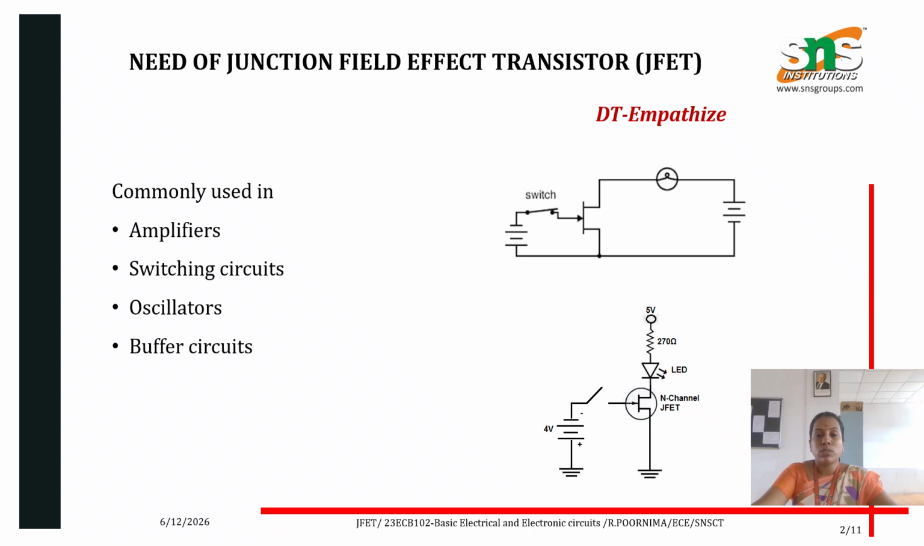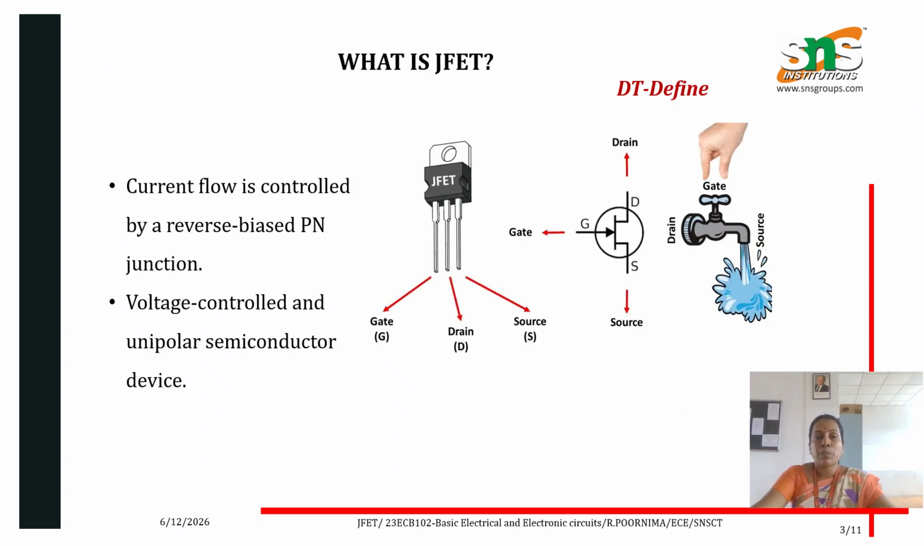These are three-terminal semiconductor devices commonly used in amplifiers, switching circuits, oscillator and buffer circuits. What is JFET? JFET is a voltage controlled device. It is a unipolar semiconductor device, consisting of three terminals: gate, drain and source.